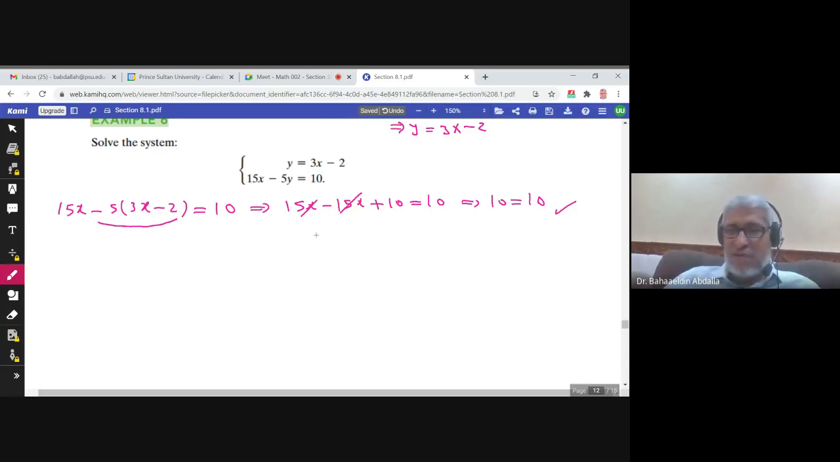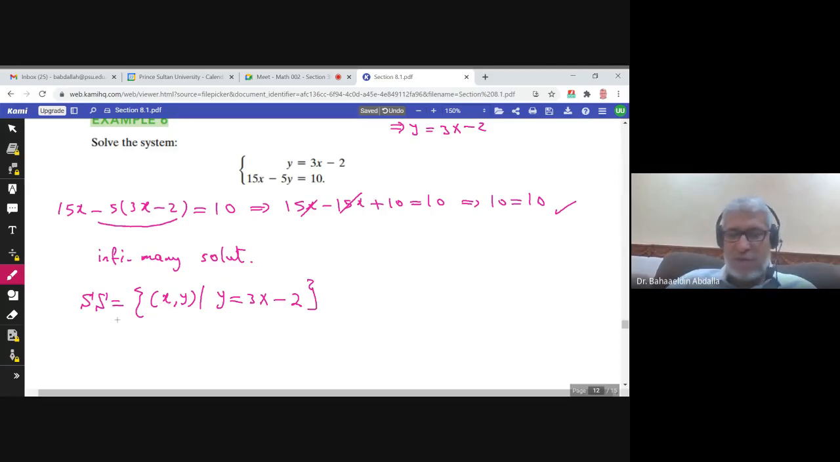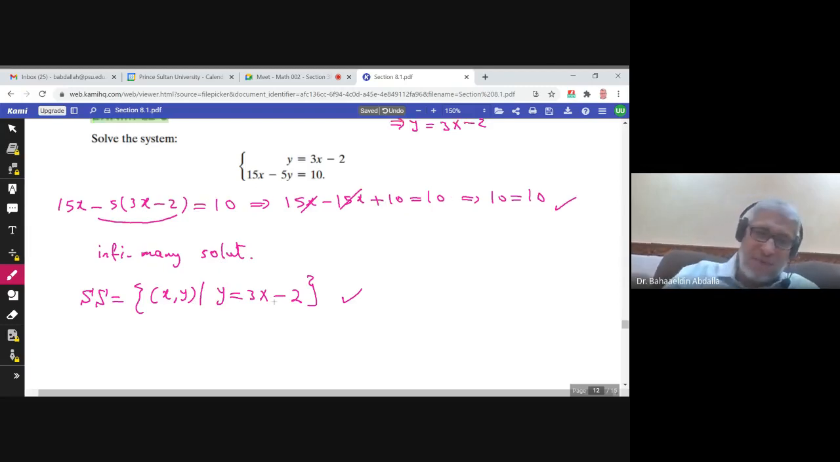So if the system is inconsistent or dependent, you will not find x. You will find a true statement like 10 equals 10 or a false statement like 0 equals 10. If it's a true statement, then I know that it has infinitely many solutions, and the system is dependent. A nice question: how can I write the solution set of this system? I can say the solution set consists of all ordered pairs (x, y) such that y equals 3x minus 2. So you write one of the equations and put ordered pairs like this. Any ordered pair that satisfies this equation would be a solution of this system. So we have infinitely many solutions, but only the points of this line.